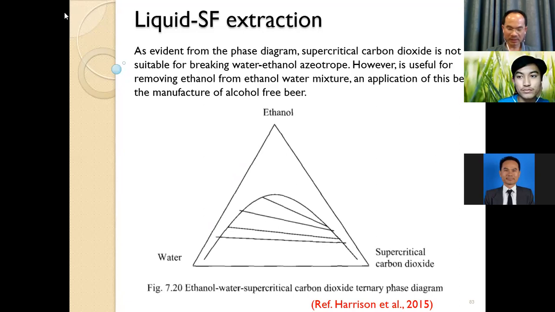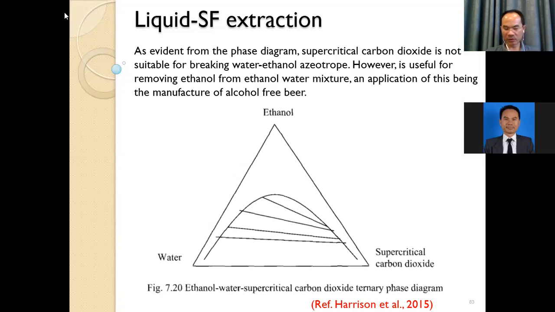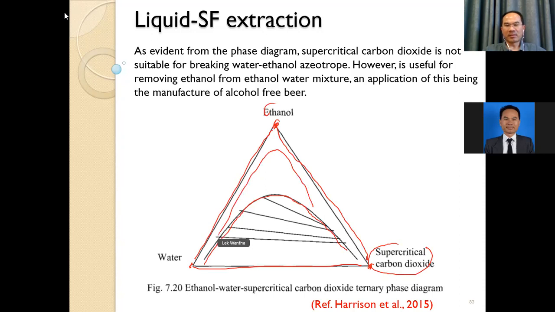And also we have the diagram to show three phases. This corner is 100% ethanol, this one is water, this one is supercritical carbon dioxide. This line is the two components, supercritical carbon dioxide and ethanol. This line is two components, water and ethanol, for example. And this line is two components, carbon dioxide and water. But the area inside the triangle is the mixture of three components.